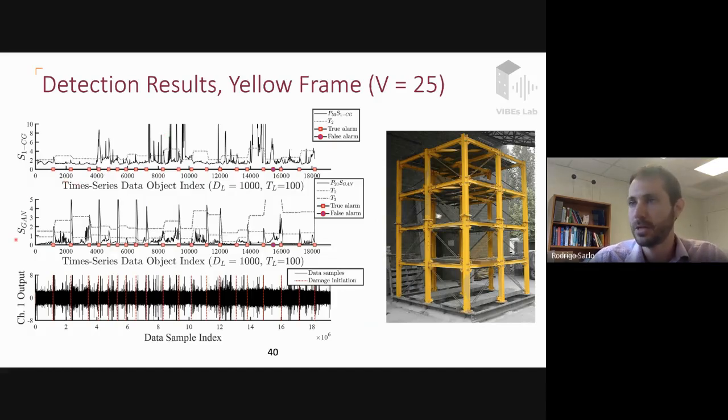And there's a lot to read here, but the way you should read it is that you start at the bottom here. This is the raw data. The red lines represent the initiation of damage, essentially when a frame configuration was removed. And so when you have a damage initiation, then you move up. And this shows the GAN score, basically the novelty score from the GAN discriminator. And you see that it peaks every time there's a damage initiation.